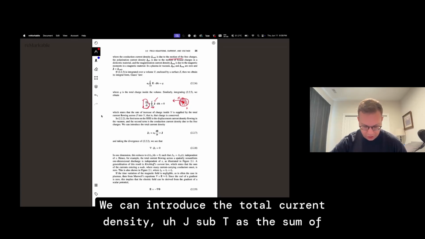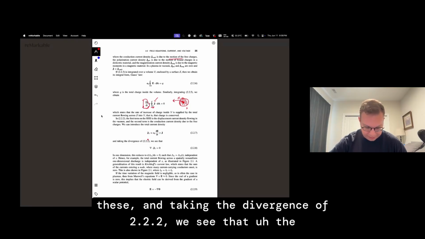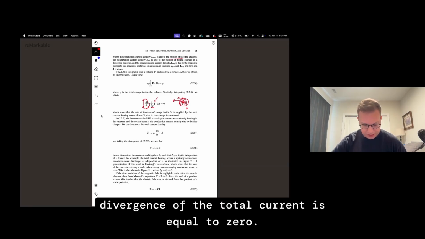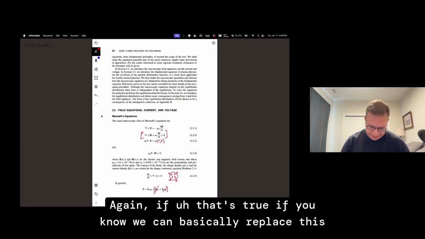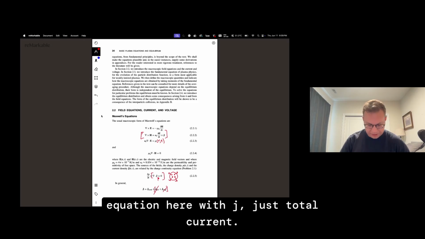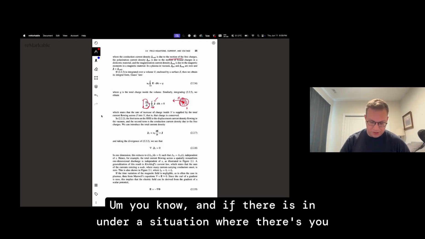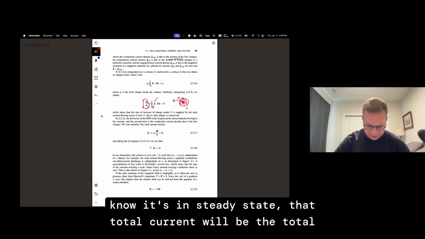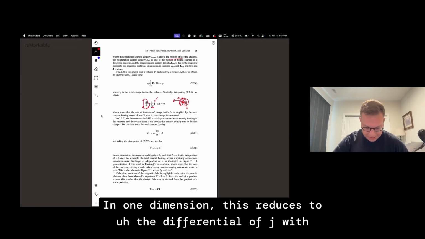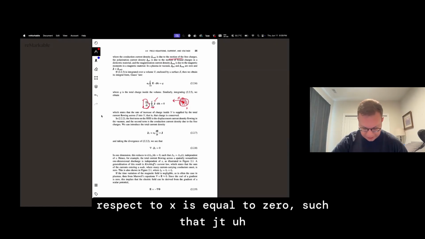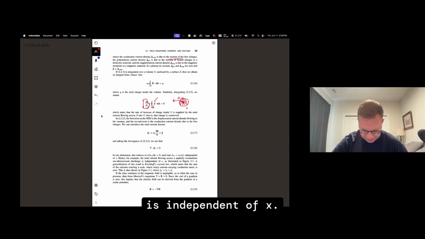We can introduce the total current density, J sub t, as the sum of these, and taking the divergence of 2.2.2, we see that the divergence of the total current is equal to 0. So we can basically replace this equation here with J, just total current. And if it's in steady state, the total divergence will be 0. In one dimension, this reduces to the derivative of J with respect to x is equal to 0, such that J_t is independent of x.